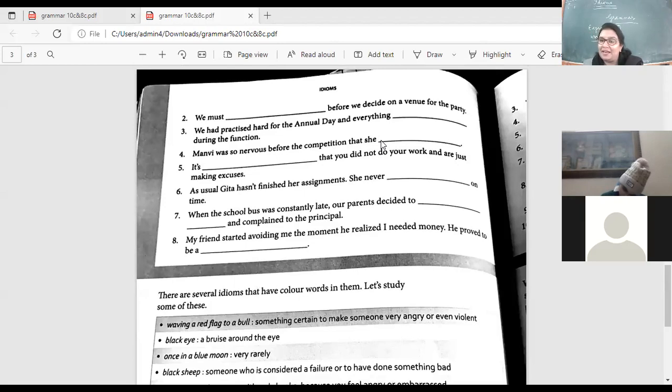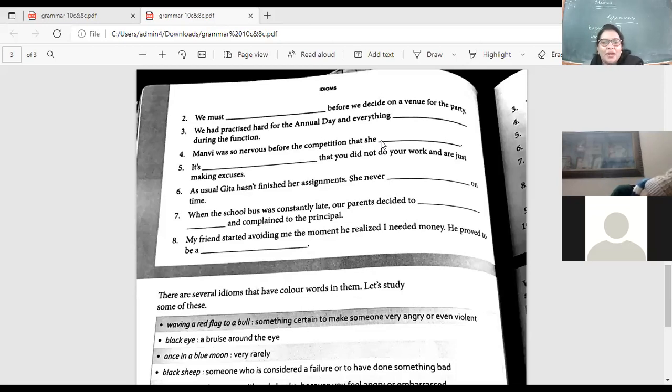It is as plain as the nose on your face that you did not do your work and are just making excuses. As usual, Geeta hasn't finished her assignment. She never takes the bull by the horns on time.